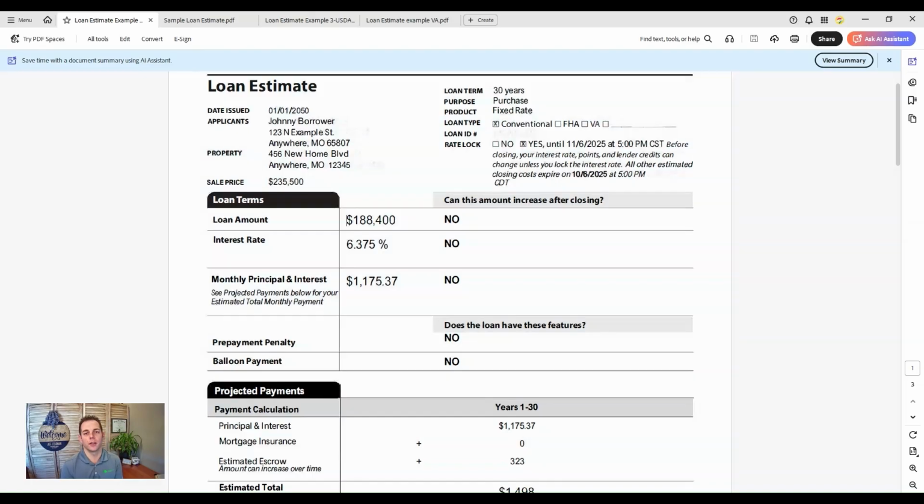So you'll notice that there's not going to be a charge for mortgage insurance. On conventional loans, it's called PMI, private mortgage insurance. And if you have less than 20% equity in the home, you have to pay it.